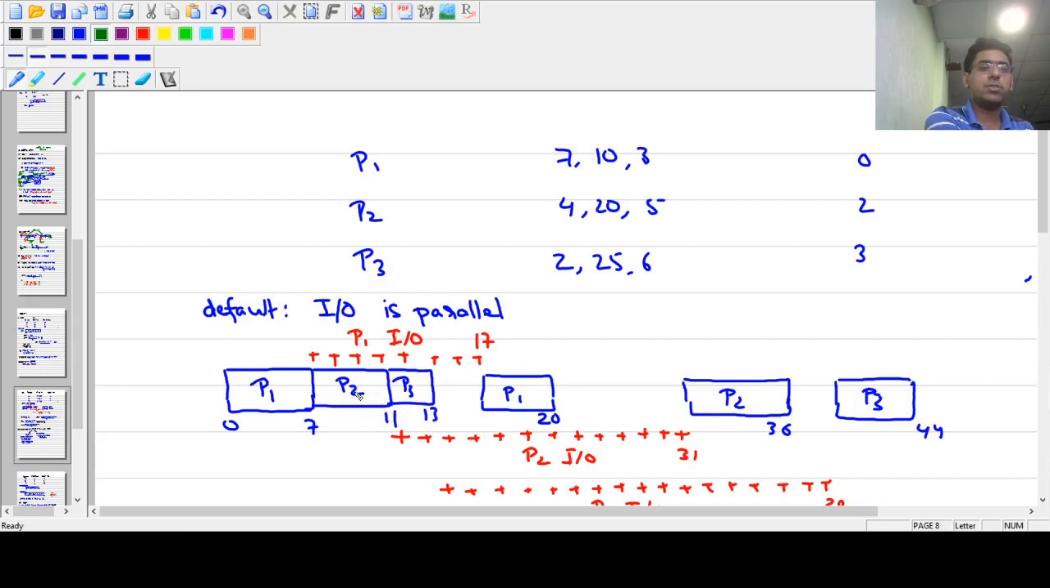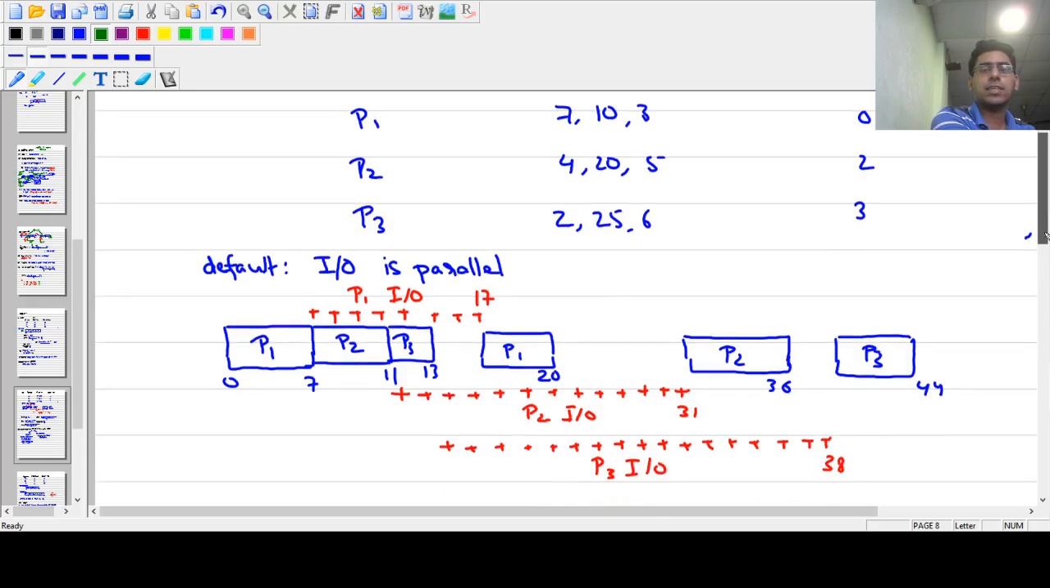In the meantime, process P2 has gone to perform its input output operation for 20 millisecond, from 11 to 31. Now there is no process available, as at time 13 millisecond process P3 also goes to perform its input output operation for 25 millisecond, that is from 13 to 38 millisecond.